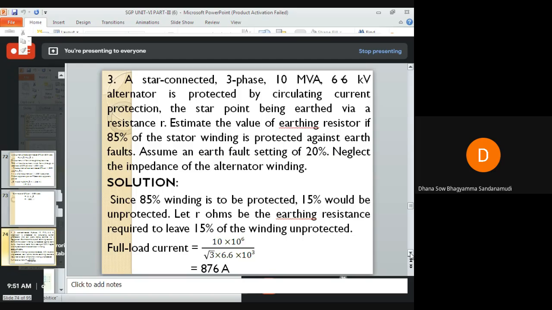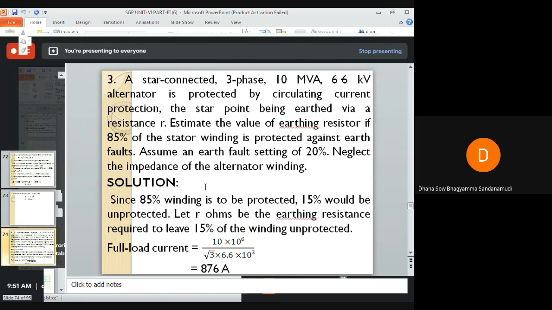Okay, next problem. A star connected three phase 10 megavolt ampere, 6.6 kilovolt alternator is protected by circulating current protection, with the star point being earthed via a resistance R. You have to estimate the value of the earthing resistance if 85% of the stator winding is protected against earth faults. Assume an earth fault setting of 20%, and neglect the impedance of the alternator winding.